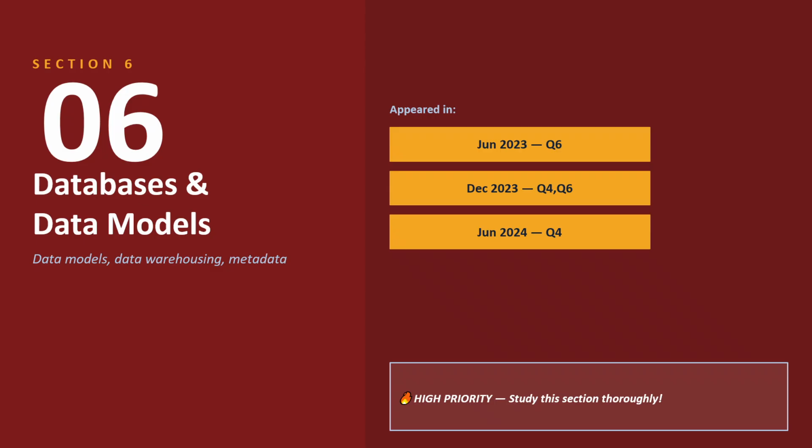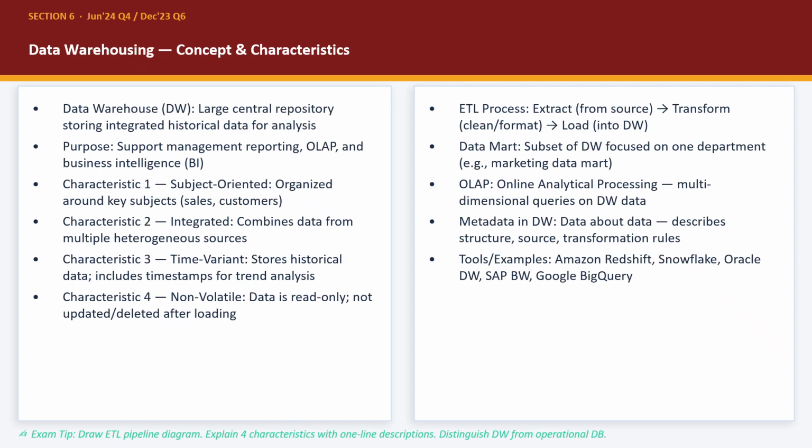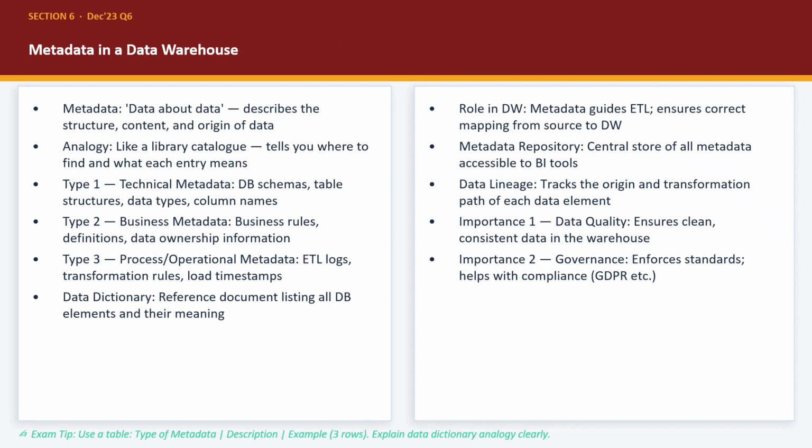Section 6. Databases and data models. For data models, follow definition, need, types: hierarchical, network, relational, object-oriented, NoSQL. Give examples. Draw a simple diagram. Mention primary key, foreign key, normalization. Data warehousing. Explain definition, characteristics: subject-oriented, integrated, time-variant, non-volatile, ETL process, OLAP, data marts. Diagrams again work very well.